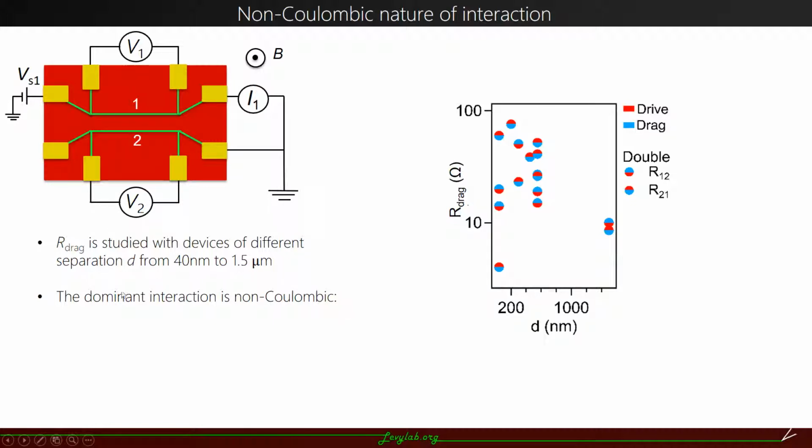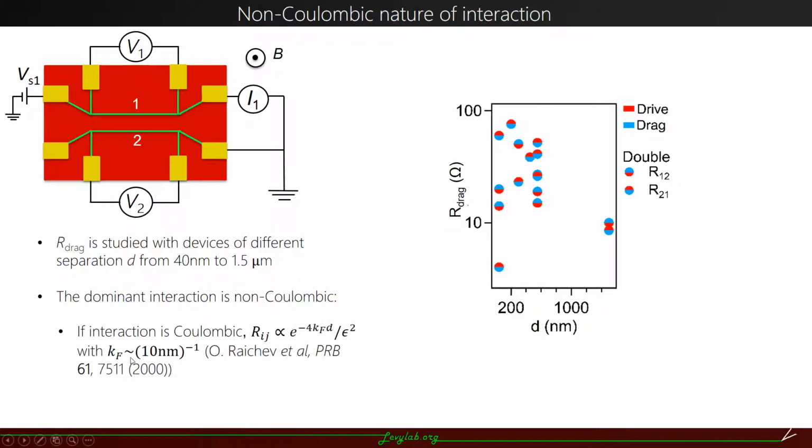And we claim the dominant interaction is non-Coulombic in nature. The reason is that if the interaction is Coulombic, we expect drag resistance to exponentially decay as separation increases. But obviously that's not what we observe in our experimental data. Second, strontium tantalum is known to have a dielectric constant larger than 10,000.